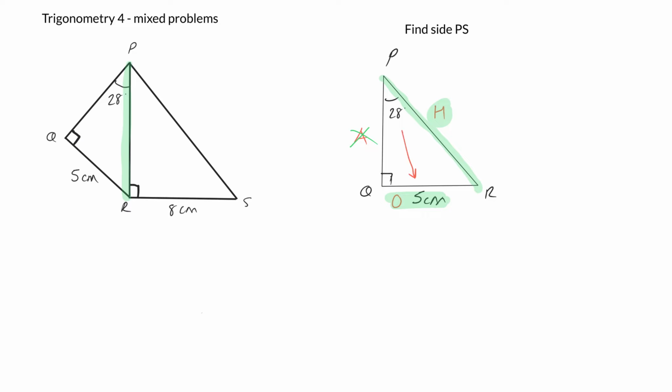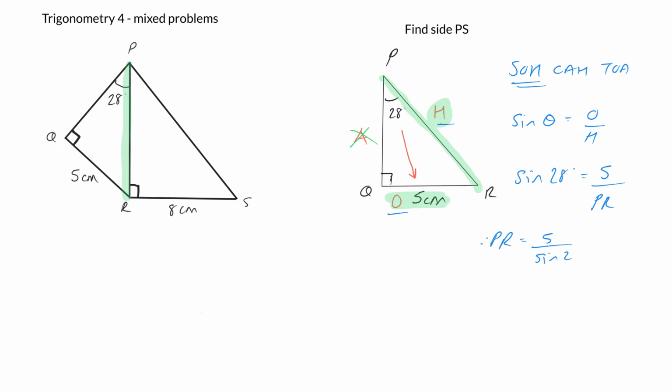So the next step is to write out SOHCAHTOA. Identify what I want and what I've got. Well, I've got the opposite, want the hypotenuse, so I'm using the sin function. So I've got the sin of theta is the opposite over the hypotenuse. Now I substitute the values I've got. So I've got the sin of 28 degrees is the opposite, which is 5, over the hypotenuse, which is PR. Our next job is to rearrange that, so therefore side PR is equal to 5 over the sin of 28.